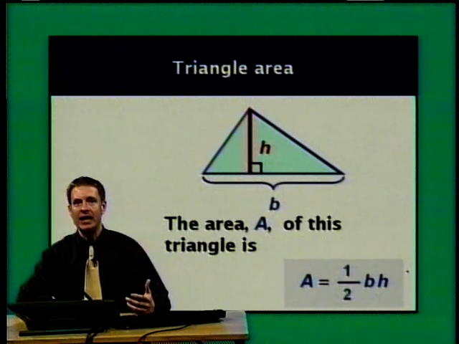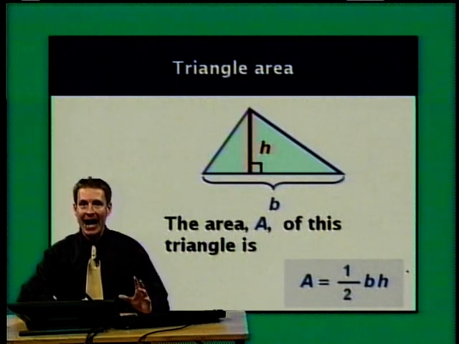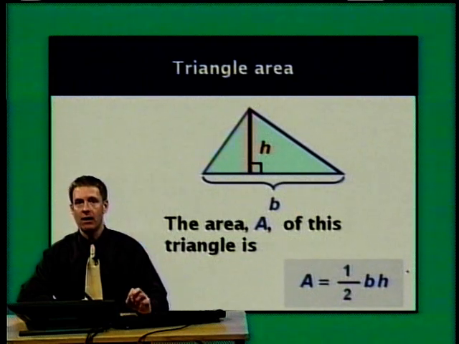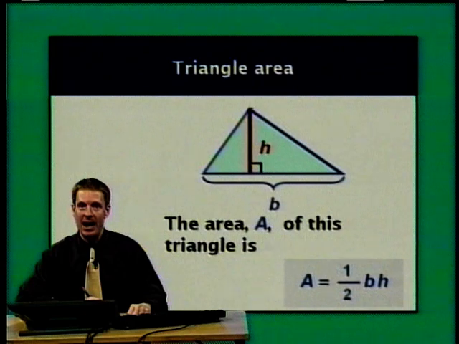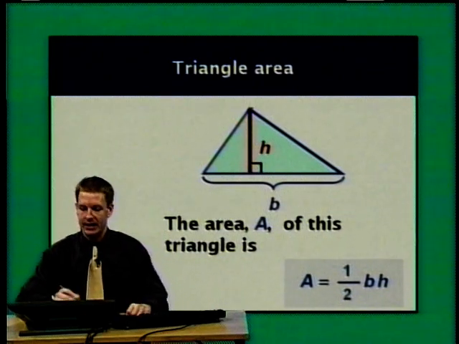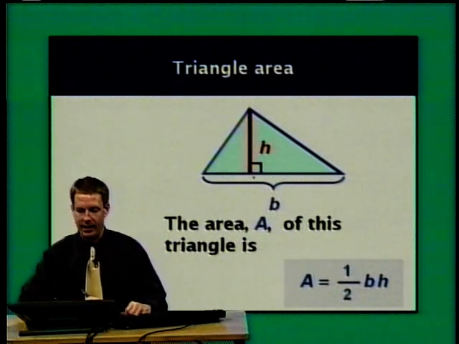Notice that b is the length of one of the sides of the triangle, and then h is the distance from the vertex opposite the side that we've designated as the base. It's the shortest distance. That's what this right angle is up right there.